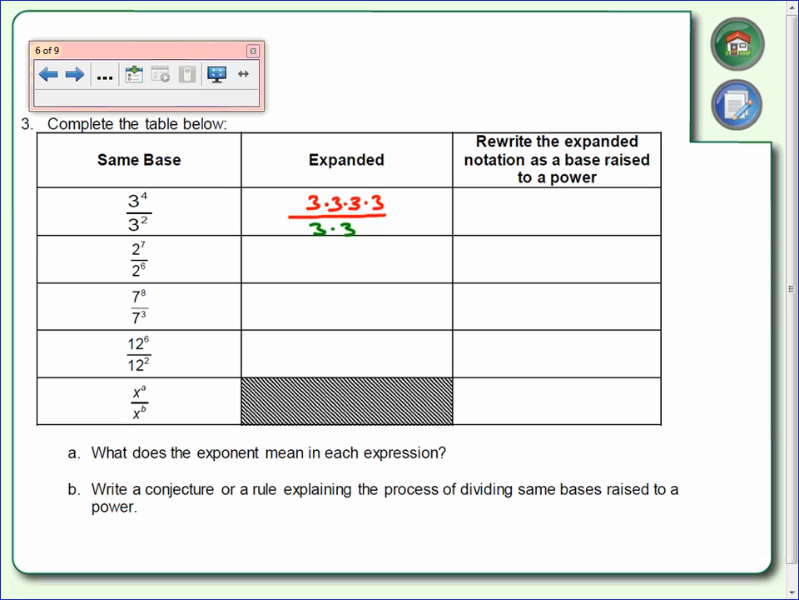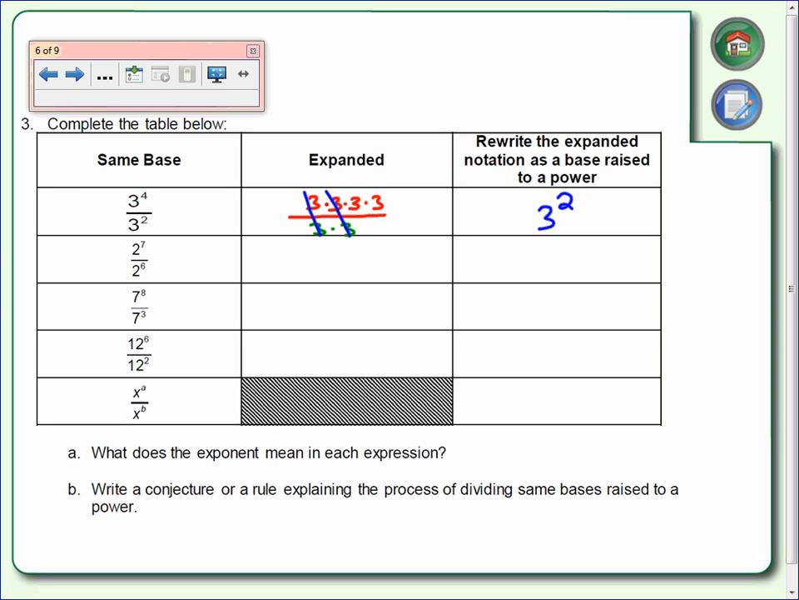Look what's going to happen here. These 3's cancel each other out. Those 3's are also going to cancel each other out. Will these 3's cancel each other out? No. In order to cancel out, you have to have one on top and one on the bottom. One in the numerator, one in the denominator. So I want you to notice what I'm left with. I'm left with 2 3's. 3 times 3, which is the same thing as what? 3 squared. Let's write that right over here. 3 times 3 is 3 squared.